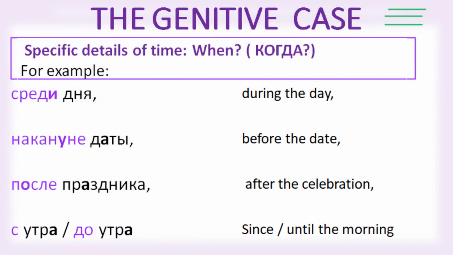Here are prepositions which indicate more specific details of time and answer the question когда, when. Среди дня, during the day. Накануне даты, before the date. После праздника, after the celebration. С утра, since the morning. До утра, until the morning.